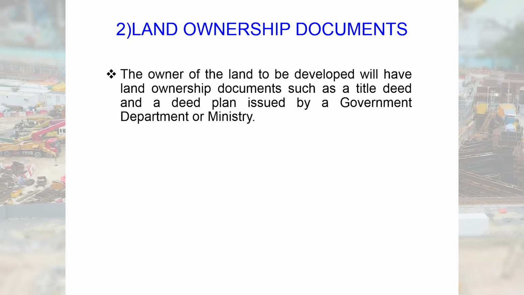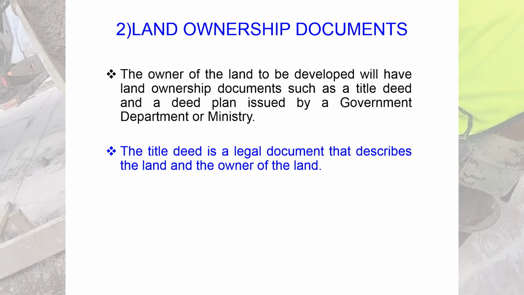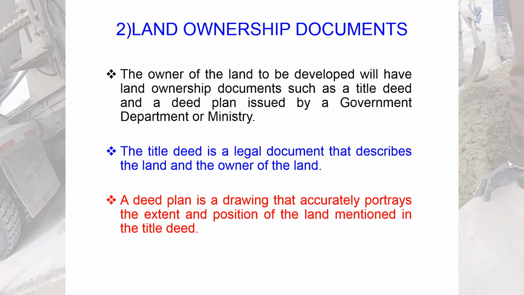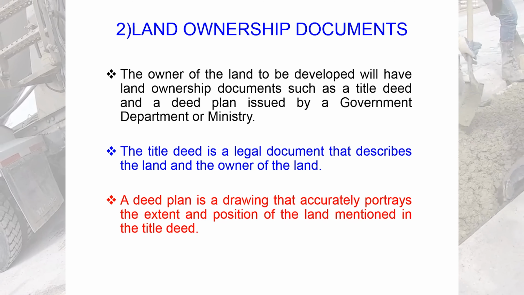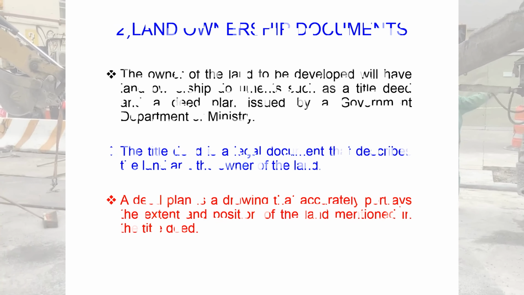The owner of the land to be developed will have land ownership documents such as a title deed and a deed plan issued by a government department or ministry. The title deed is a legal document that describes the land and the owner of the land. A deed plan, on the other hand, is a drawing that accurately portrays the extent and position of the land mentioned in the title deed.